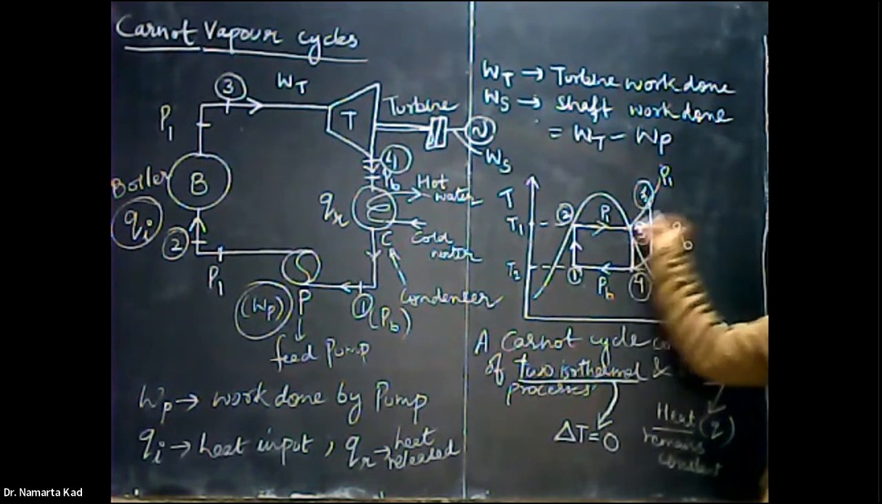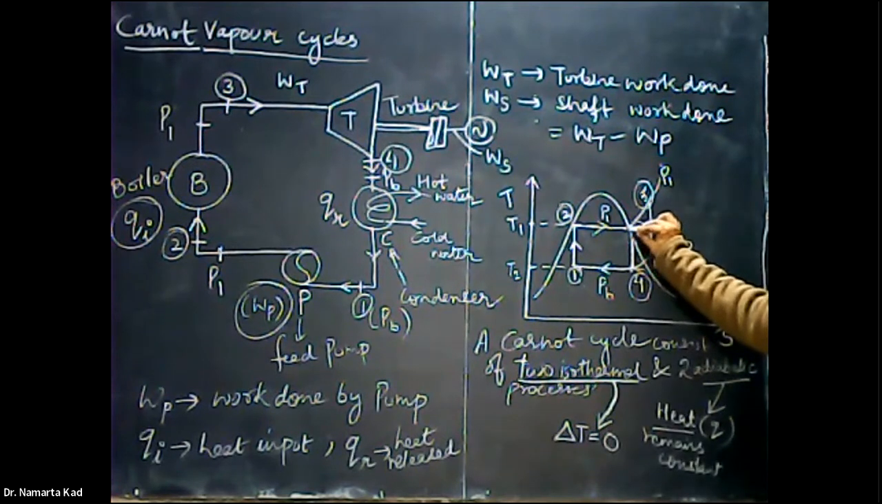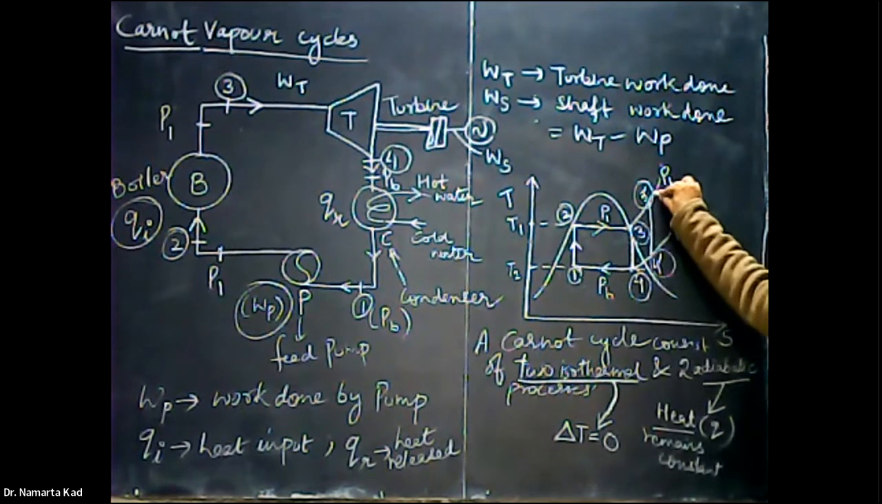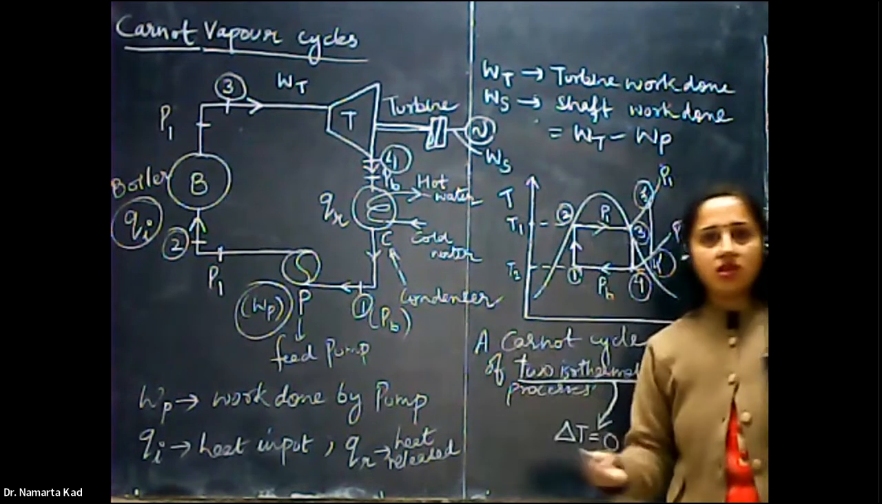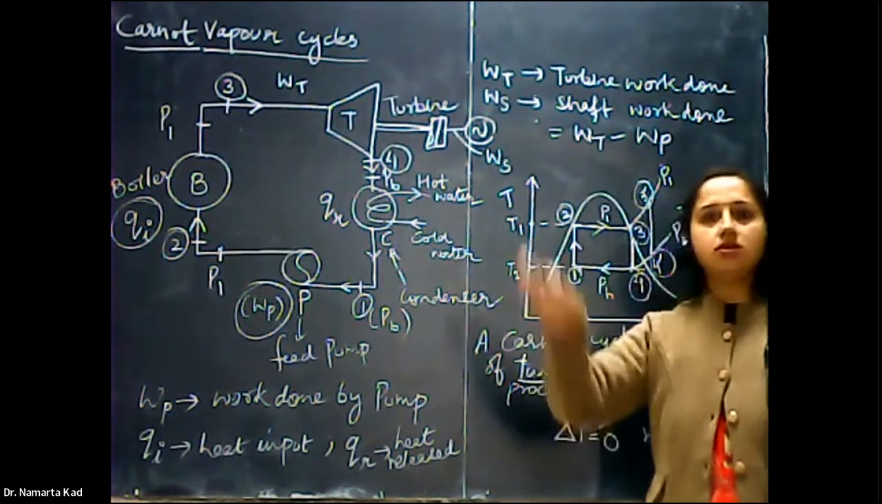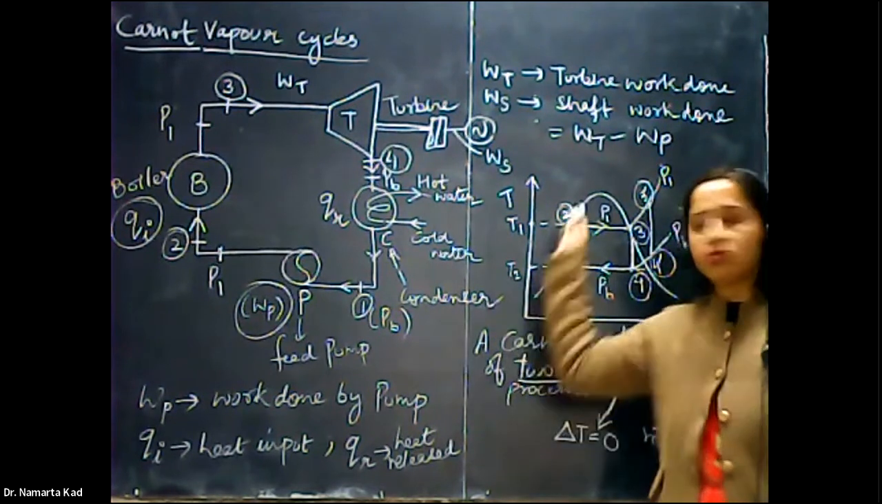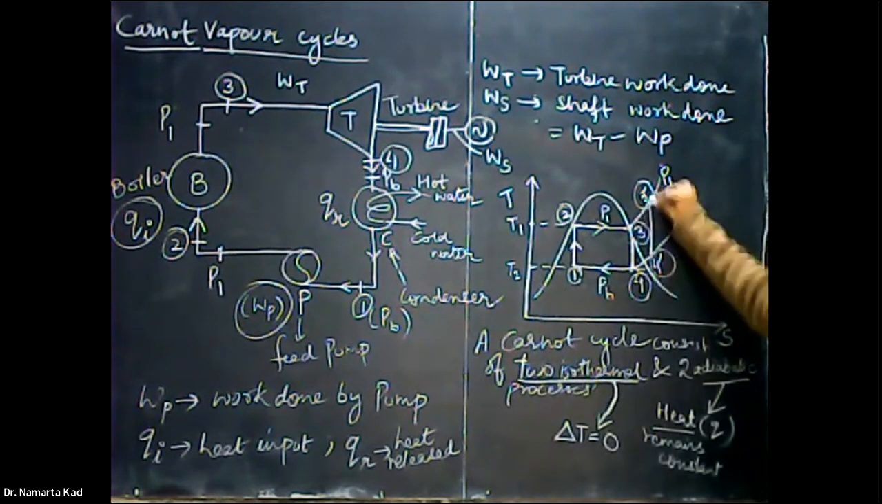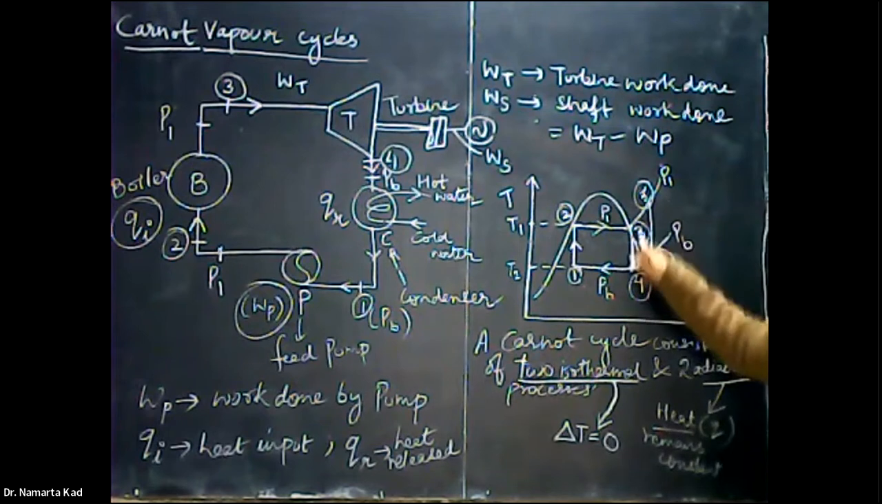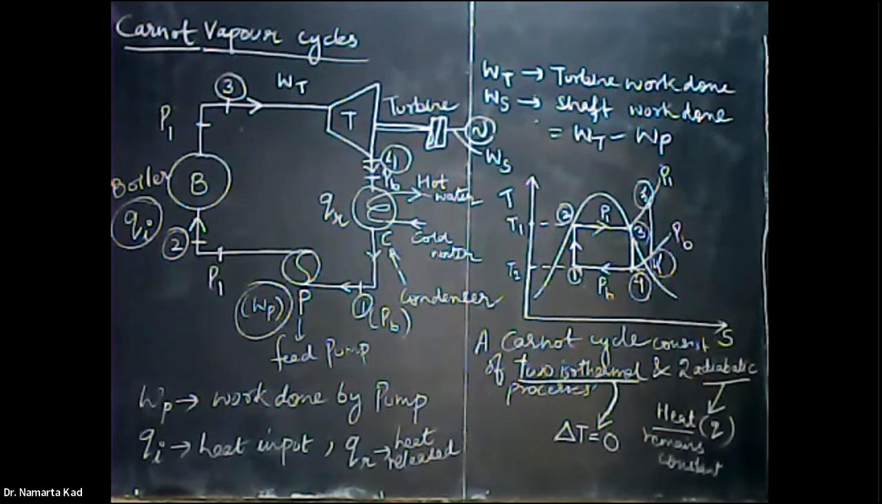Sometimes the temperature is further increased up to level 3 dash, as in some cycles where we have to further increase the temperature up to 3 dash, and then the cycle goes like this. But here we have the condition of this state where the temperature is constant.